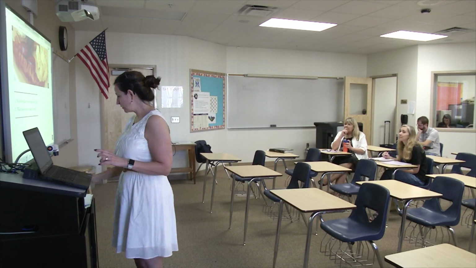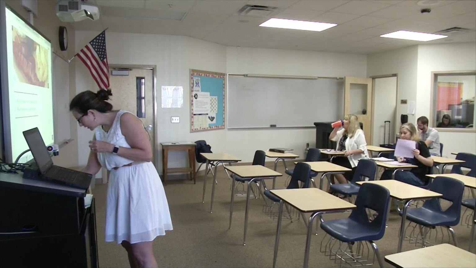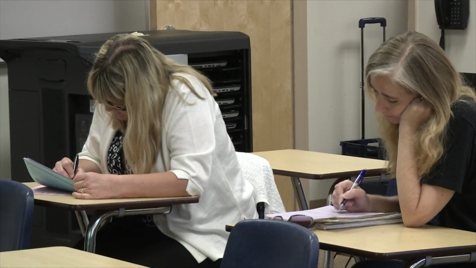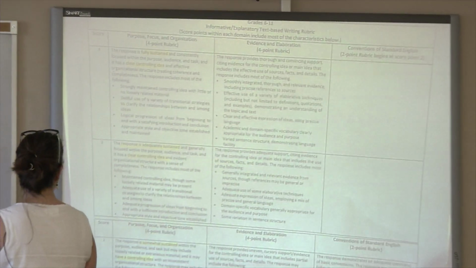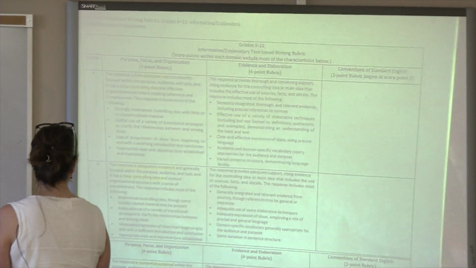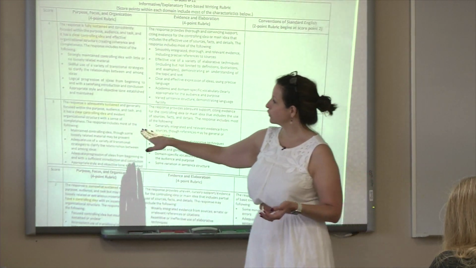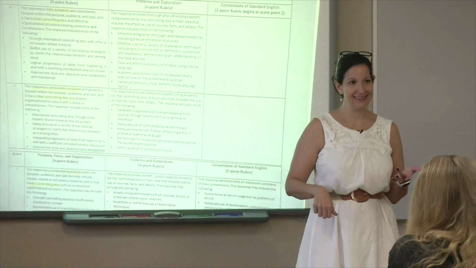So go ahead and let's look at the rubric for a minute, and I'm going to flip back. And I want you to go ahead and underline some of those words. So when we talk about focus, purpose, and organization, you can see the language of the rubric. It says the essay is fully sustained. When we're at a 4, it's fully sustained and it has a clear controlling idea. When we get to a score point 3, it says that it is adequately sustained.